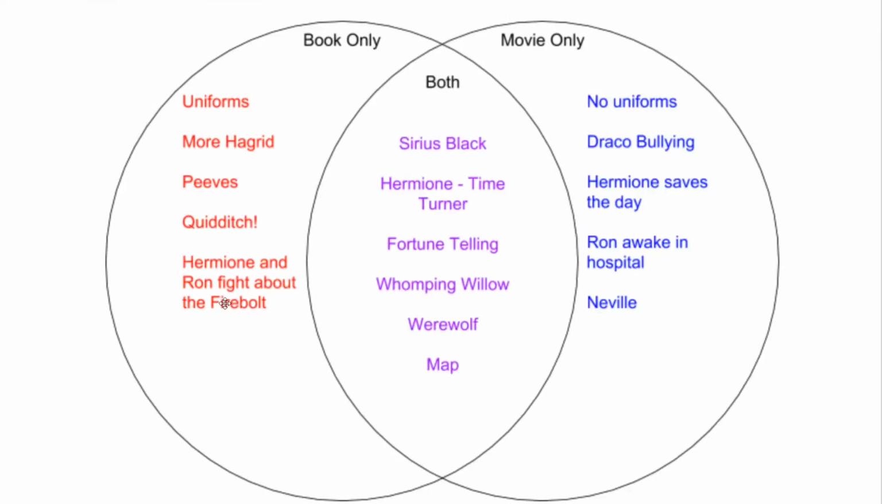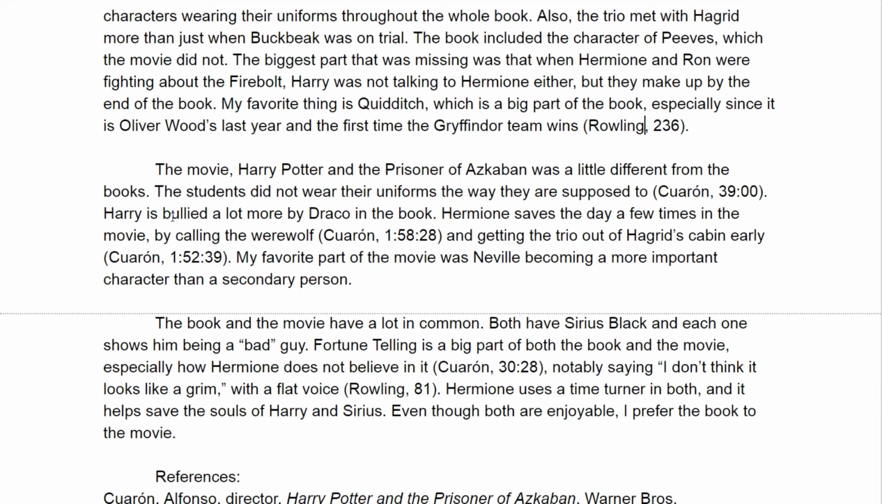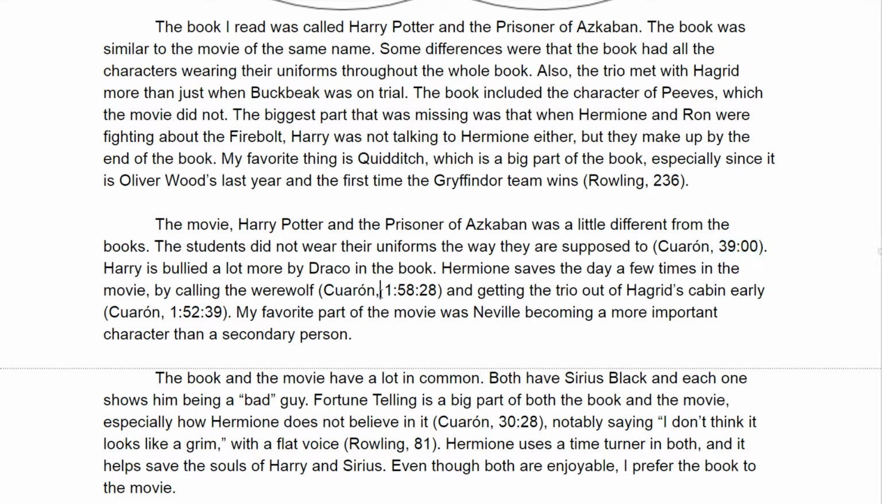In my second paragraph, I'm discussing the movie, Harry Potter and the Prisoner of Azkaban, and how it was different. Here, the citation's a little different. So I have Cuarón, who's the director's last name, just like the author's last name up here. Alfonso Cuarón, and then what time it happened. So this is not 39 o'clock, this is 39 minutes and 0 seconds. Later on, I have another citation that happens at 1 hour, 58 minutes, and 28 seconds into it.